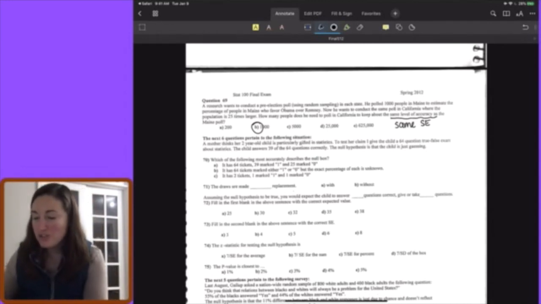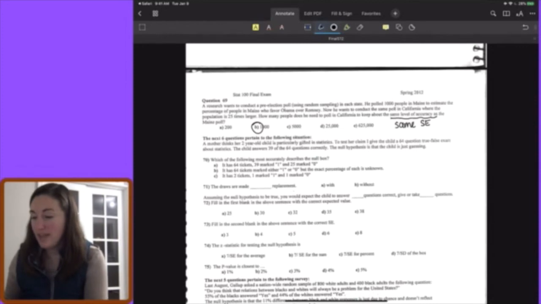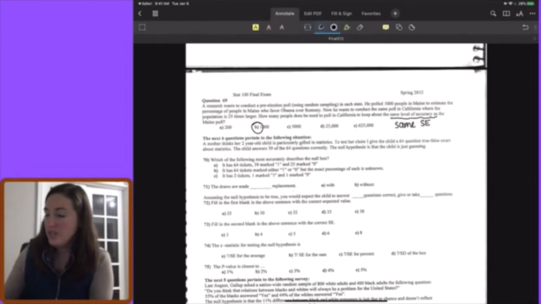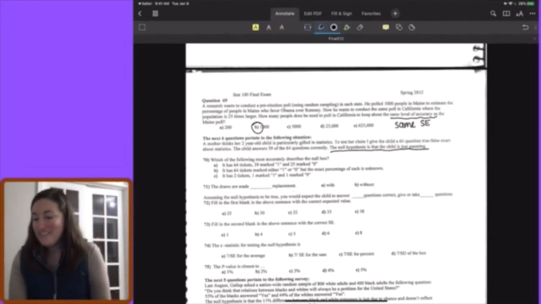A mother thinks her 2-year-old child is particularly gifted in statistics. So to test her claim, I gave the child a 64 question true false exam about statistics, and the child answered 39 out of 64 correct. So the null is the dull, boring hypothesis that says the child is just guessing. Question 70 says which of the following accurately describes the null box.